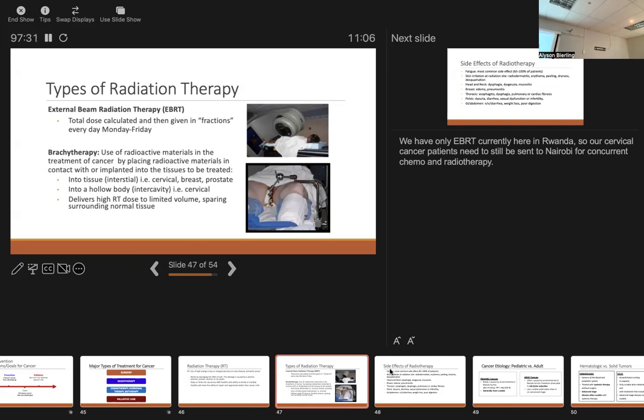Okay, and then there's also brachytherapy that is used for some patients. And so this is where rather than an external beam of radiation, there are actually radioactive materials that come into direct contact with the tissues that are to be treated. So this is used quite frequently in cervical cancer. So there's radioactive material that's applied directly into the cervical area to treat the cancer.